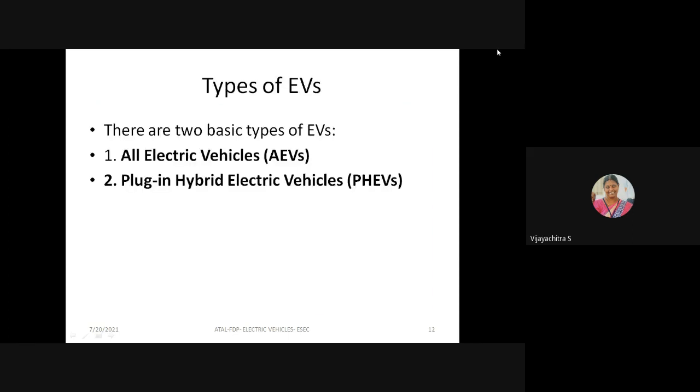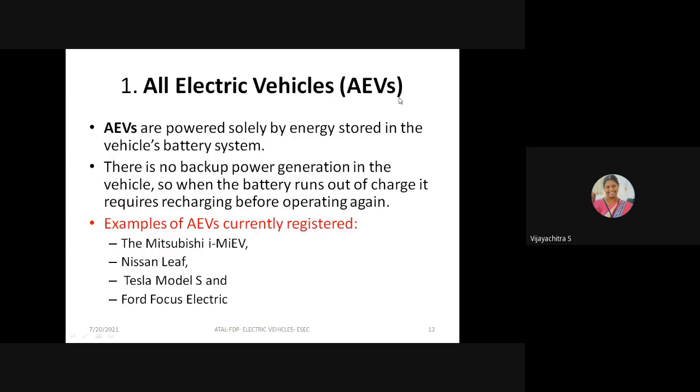There are two major types of electric vehicles. One is the AEV, all electric vehicle, and the second is the PHEV, plug-in hybrid electric vehicle. We will see them one by one. The first one is the AEV. AEVs are powered solely by energy stored in the vehicle's battery system, so it can be operated fully only by the battery available in the vehicle itself. There is no backup power generation in the vehicle. So when the battery runs out of charge, it requires recharging before operating again.